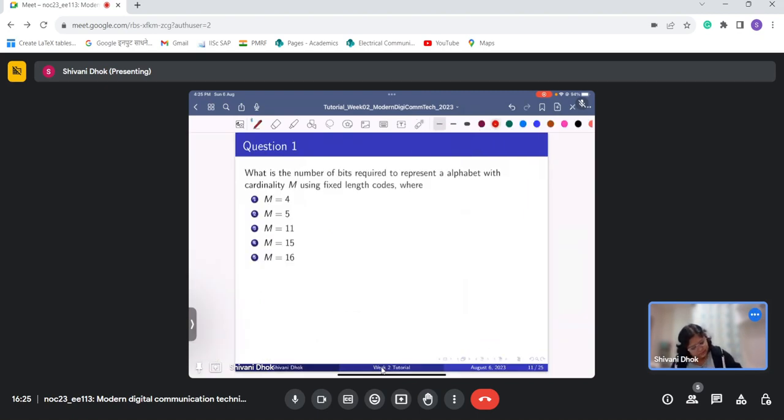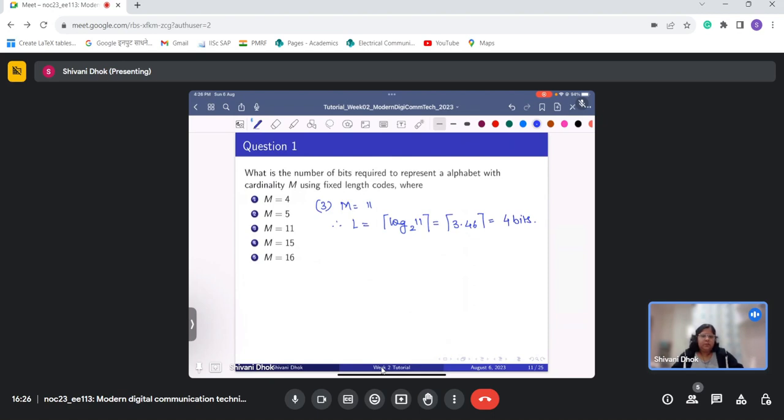Okay, let us look at the third example. That is, I have m is equal to 11. So here I am looking at the third one, that is m is equal to 11. Therefore L is equal to ceiling of log 11 to the base 2. Again, using calculators, you can find that log 11 is basically 3.46, and the ceiling of this is 4 bits.